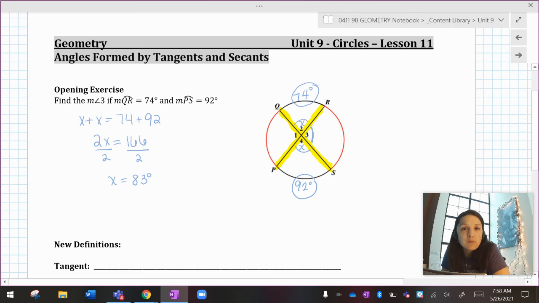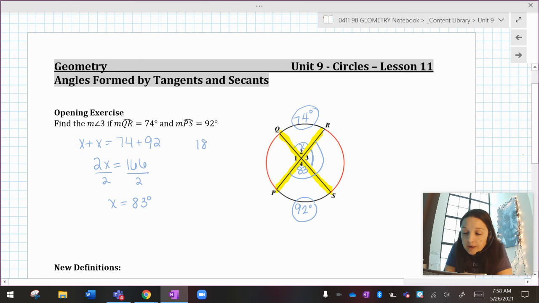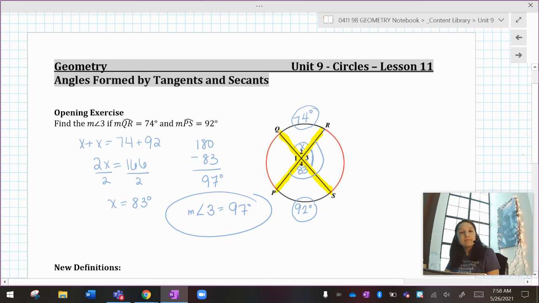Well, that's not what they wanted. They wanted angle 3. Well, I'm getting there. If I know that angle 2 and angle 4 are both 83 degrees, and then I realize angle 4 and angle 3 together make a straight line, linear pairs are supplementary. So 180 minus 83 is 97 degrees. So the measure of angle 3 is 97. So the rule is when you have chords that intersect inside a circle, angle plus angle equals arc plus arc.